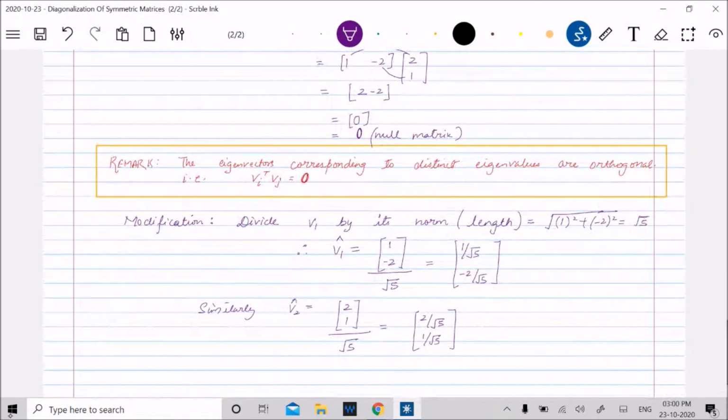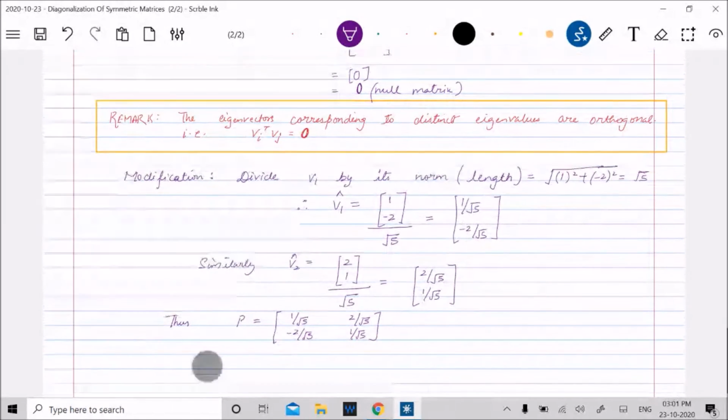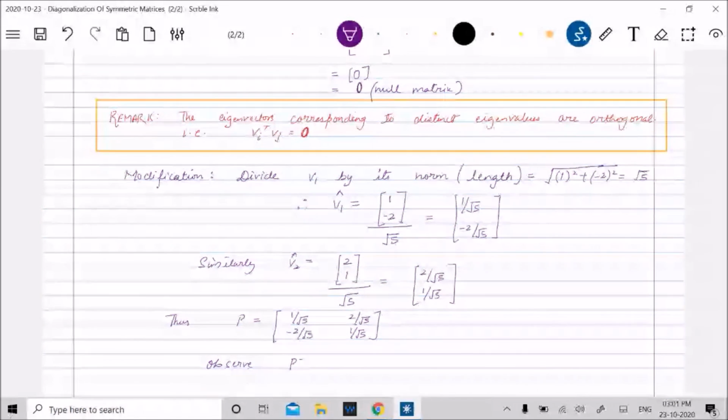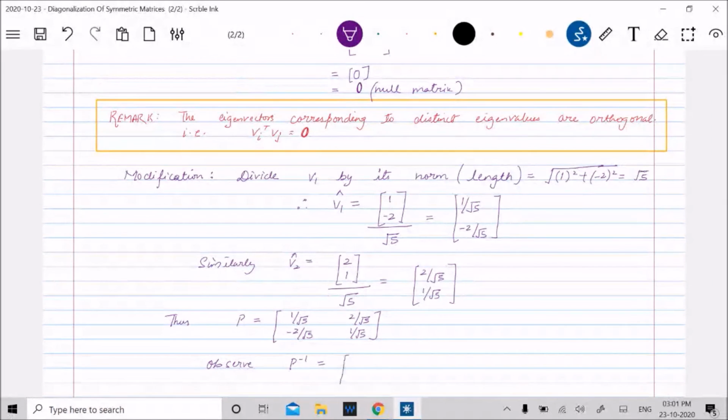Now see that. Thus, what will be P? The modal matrix will be constructed by using these modified eigenvectors and putting them in columns like this: 2 by root 5, 1 upon root 5, right? And the good thing about this matrix is that if you find its P inverse, and I will ask you to find its P inverse, observe that, then that will eventually be equal to this thing.